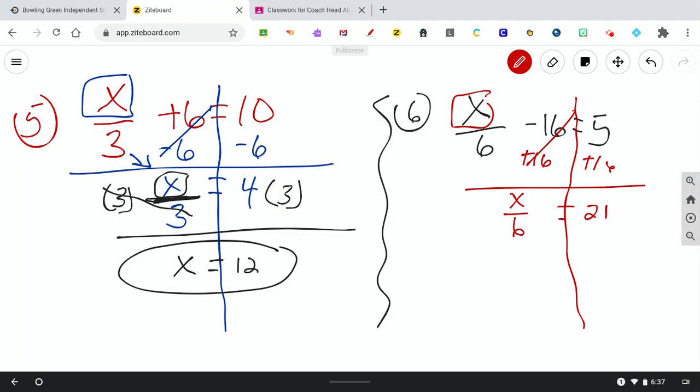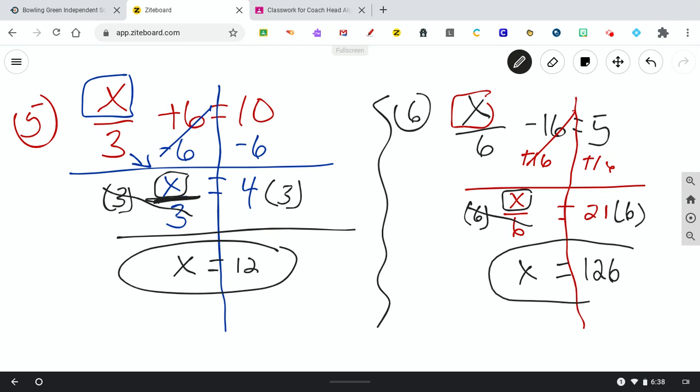All right. Still trying to get x by itself. So I'm going to multiply both sides by 6. That cancels. x equals 21 times 6 is 126. Okay. We'll do 2 more examples.